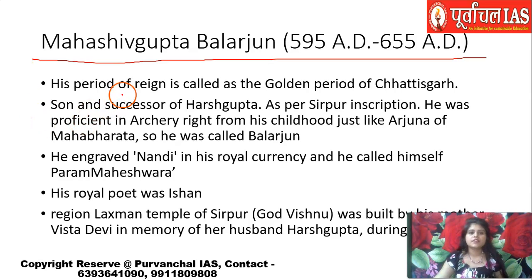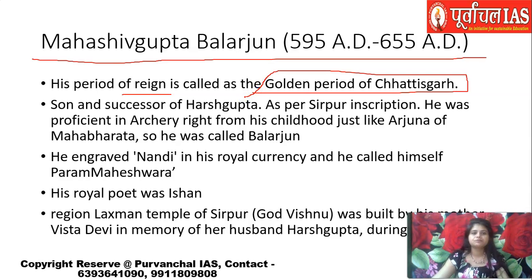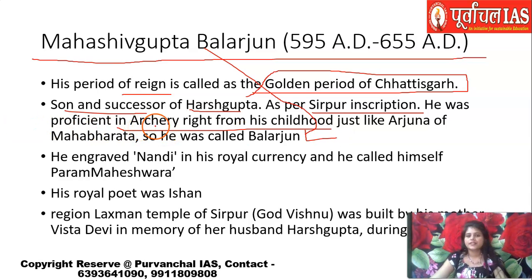And here you can see his period of reign is known as the golden period of Chhattisgarh. What is known as the golden period of Chhattisgarh? So he automatically becomes very important from your exam point of view. He is the son and successor of Harshgupta. ठीक है? So as per Sirpur inscription, he was very proficient in archery right from his childhood. Just like the Arjun of Mahabharata, and that is why he was called Bala Arjun. So why was he called Bala Arjun? Because from his very childhood he was very proficient in archery.